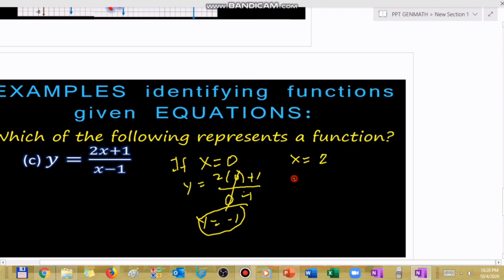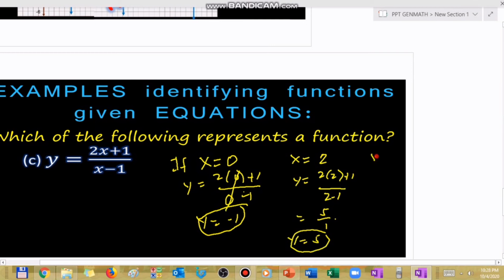Next, what if x is equal to 2? What will happen? y is equal to 2 times 2 plus 1 over 2 minus 1. That is equal to 2 times 2 is 4 plus 1 is 5, over 2 minus 1 is 1. So y is now equal to 5 divided by 1 is 5. Again, one unique value for y.